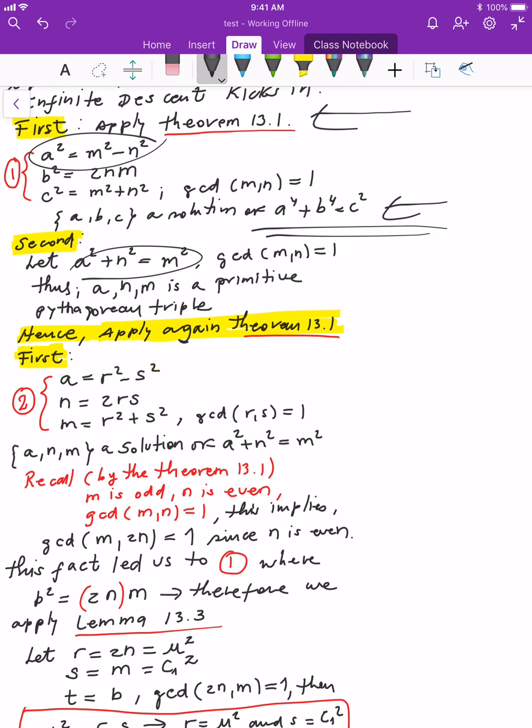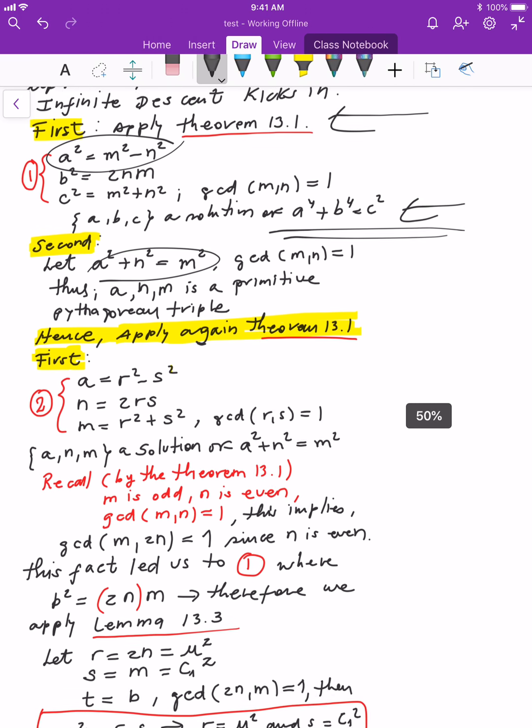Thus, a and m is also a primitive Pythagorean triplet. Hence, we apply theorem 13.1 again. That is how it's called the infinite descent method. The first time we performed this, we selected a squared, b squared, c squared. Now we're doing it a second time, and we break it down.